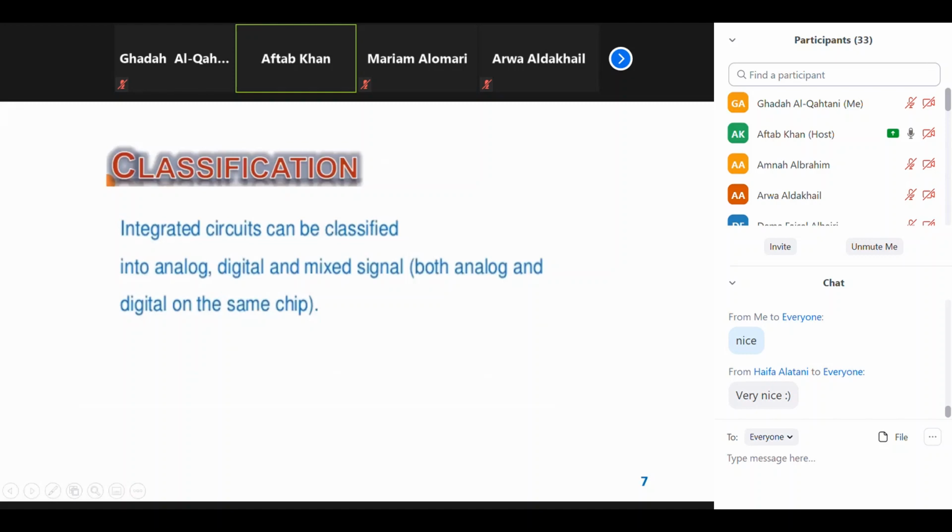So classification also. Integrated circuits can be classified in 3 categories. The one which can process analog signal, another kind which can process digital signal, and the third one which can process mixed signal, that is both analog as well as digital, inside the same chip. So this is the major classification of the IC.